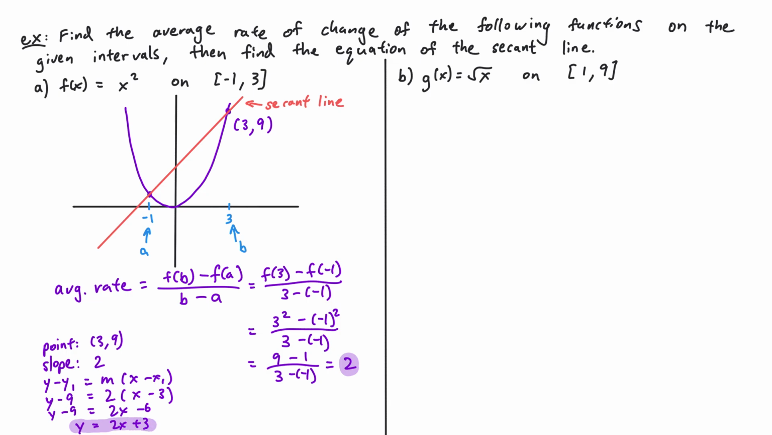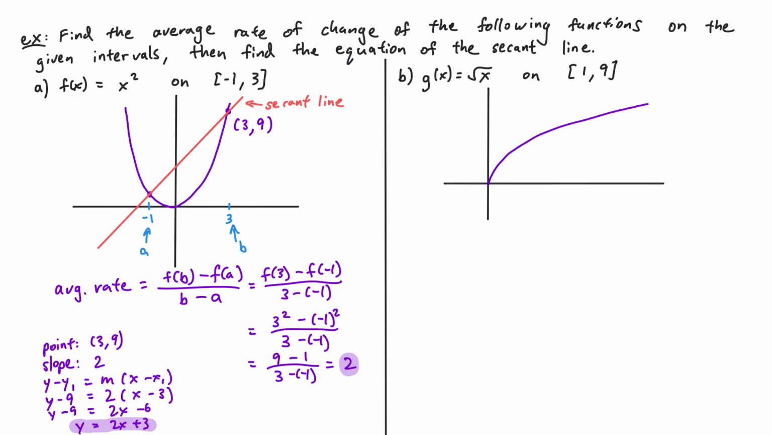Now let's take a look at example B. Here our function is g of x equals square root of x, and we want to find the average rate of change on the interval from 1 to 9. Again, we'll start by looking at the graph of this function, even though it's not necessary. If we graph the square root function, we get something like this. Again, you can verify the shape by making a table of values.